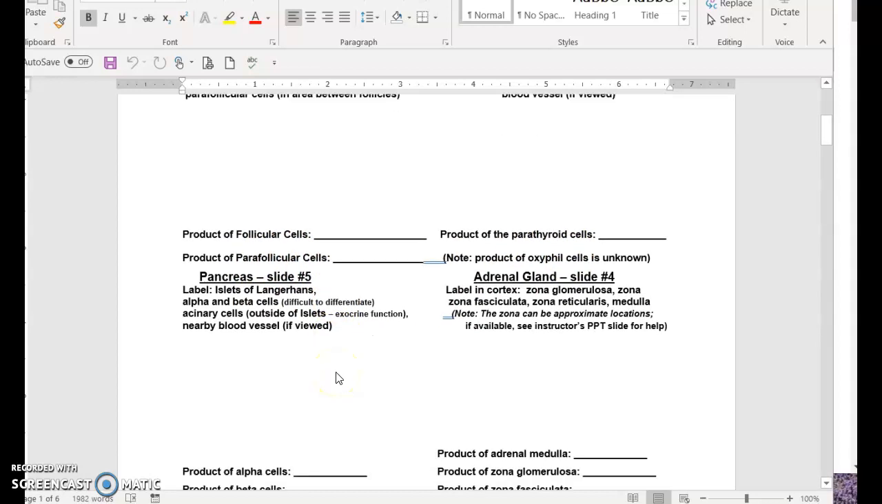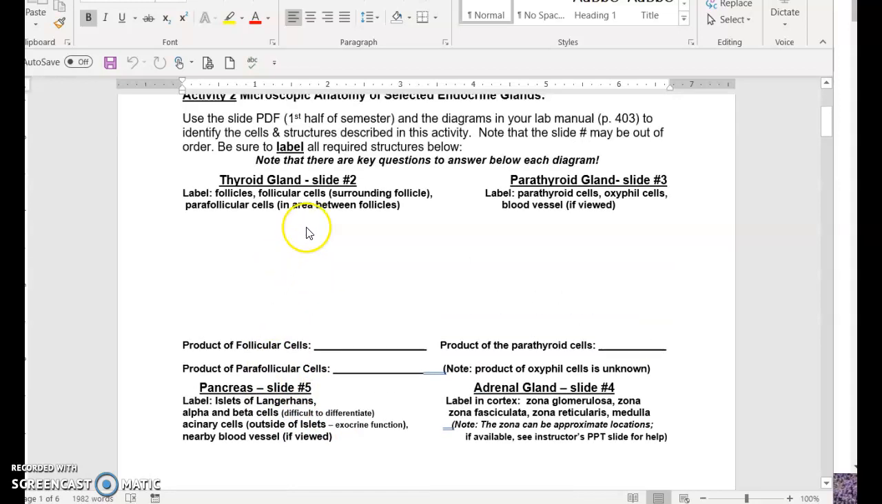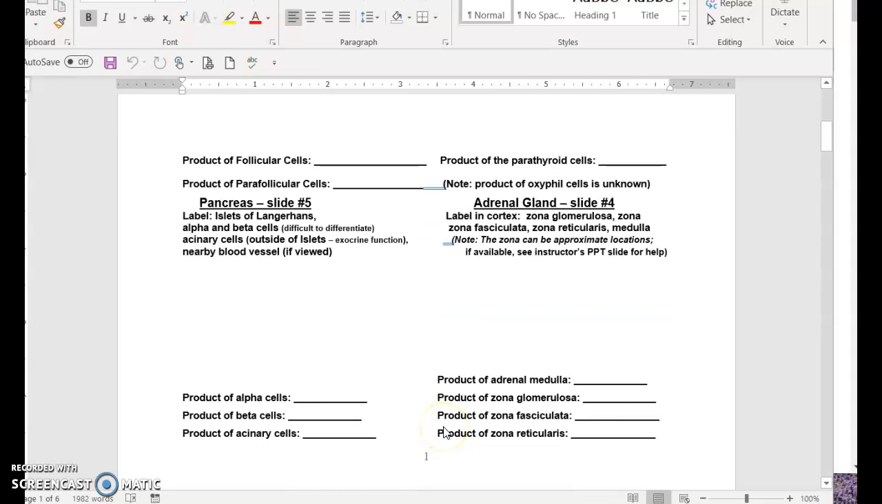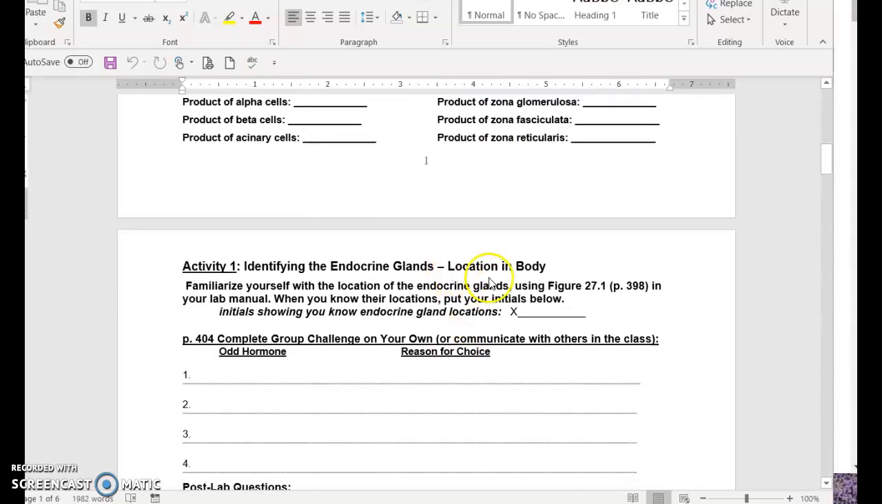Then the pancreas, and the slides are numbered. So sometimes they go in order. In this lab, they happen to go from 2 to 3 to 4 to 5 to 4. But in some labs, they go all over. But they are in order in the PDF, in the module in Canvas. So just make sure you're looking at the correct slide when you're working on this. And then answer these.